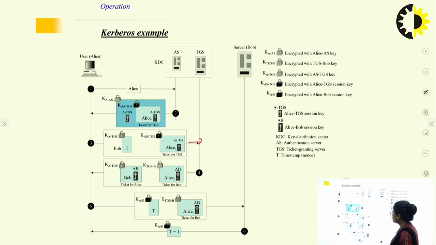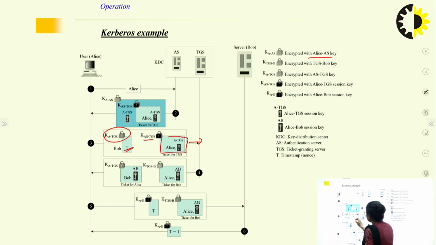Now, after TGS gets this message, what does TGS do? TGS decrypts this, because this is a message between Alice and TGS, and TGS gets to know the timestamp. And what is this? This is meant for TGS. TGS again decrypts this, and how can it do so? Because this is done using the key between the authentication server and TGS. After decrypting this, TGS gets to know A-TGS. What is A-TGS? A-TGS is the session key between Alice and TGS, and that the communication is with Alice.